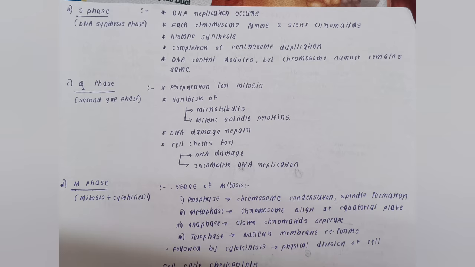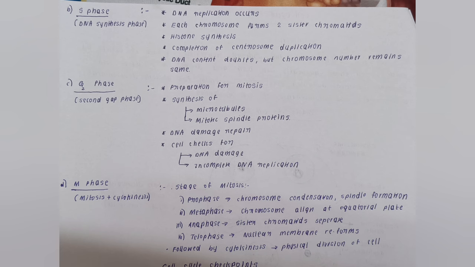It's a classic line which is given in NCERT if you remember your NEET preparation phase. Okay, so next it is G2 phase. So here the preparation for mitosis happens, synthesis of microtubules, mitotic spindle proteins, all these things happen, and DNA damage repair also takes place during this phase, and the cell checks for DNA damage and incomplete DNA replication. So there are a few checkpoints in order to do all these things, and we will cover the checkpoints separately in the upcoming part of this video.